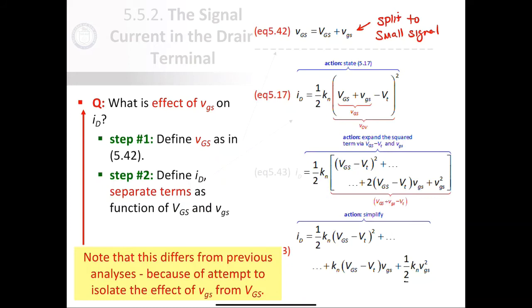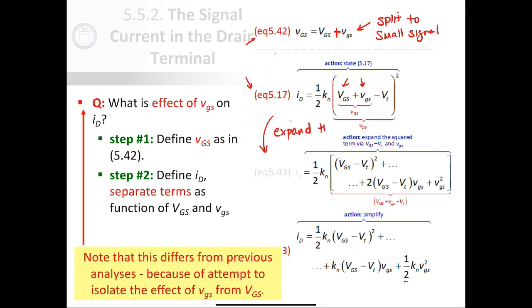Okay, 542 up top, same thing we've seen before. We're taking the total value of VGS and substituting in large signal plus small signal components. 517 is just taking the VI characteristic for the MOSFET in the saturation region, and instead of having the total value of VGS, we're putting in big VGS plus little VGS. That makes sense. Okay, now what we can do is, right, this is squared.